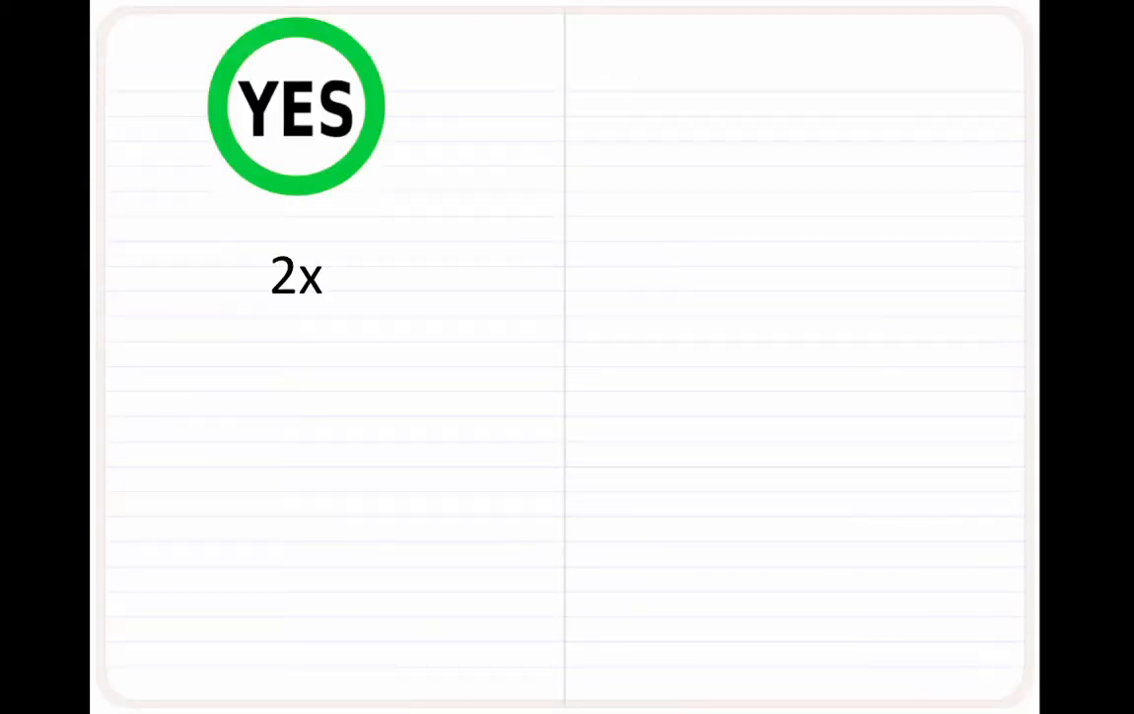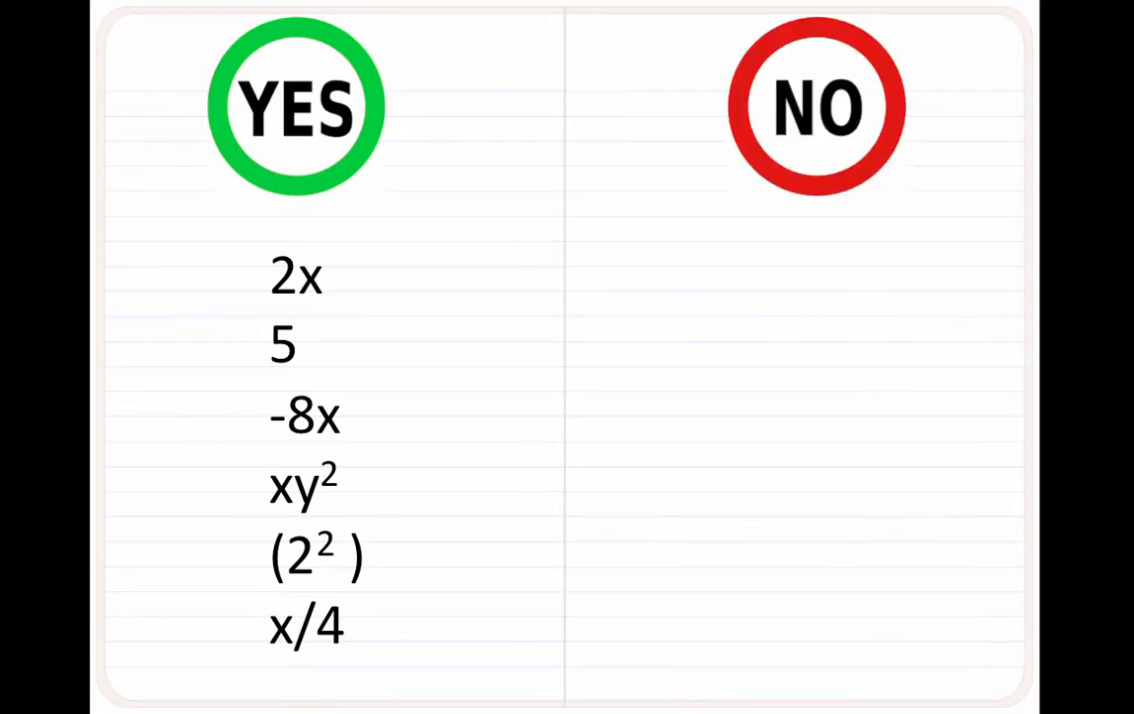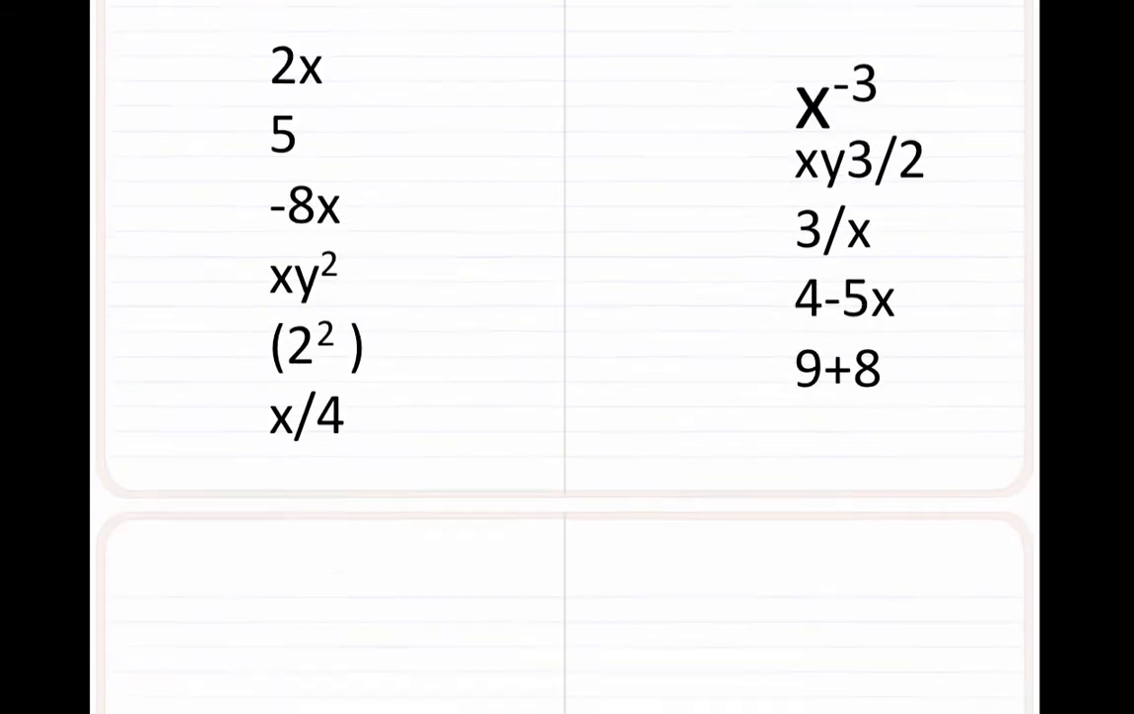Yes, these are monomials. There are no negative exponents, no additions or subtractions. No, these are definitely not monomials. There are negative exponents, variables in the denominator, subtractions, and additions.